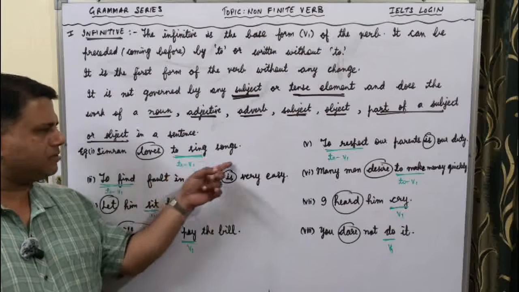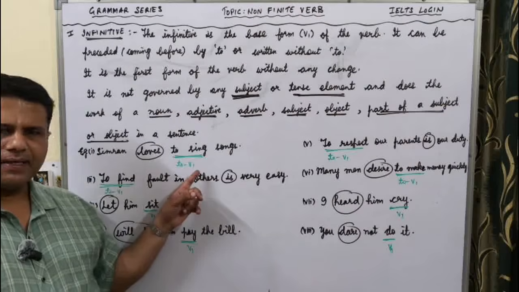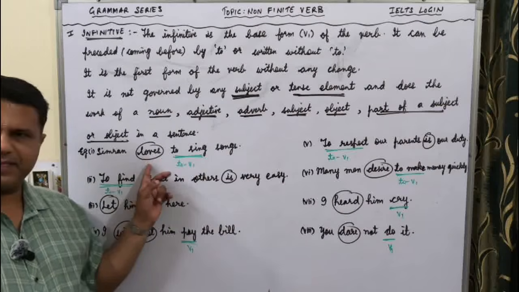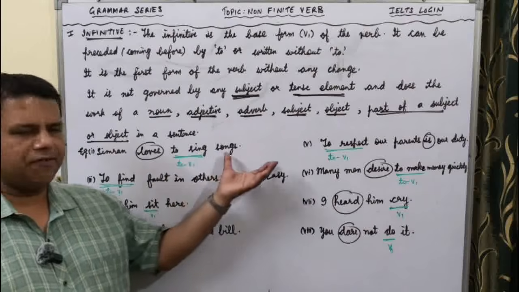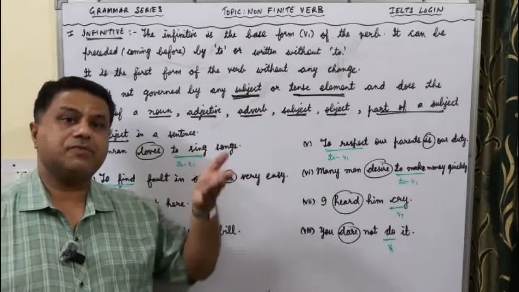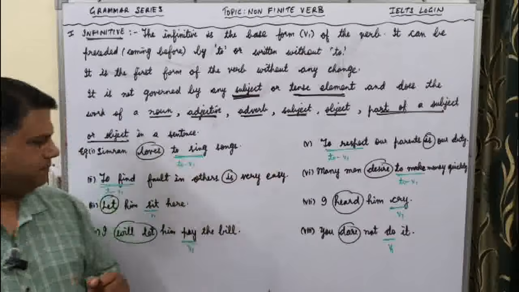Simran loves to sing songs. Here, to sing is a non-finite verb. It's a to infinitive. Loves is a finite verb. What is the role of to sing here? It is part of an object. Simran loves what? To sing songs. So this is part of the object.